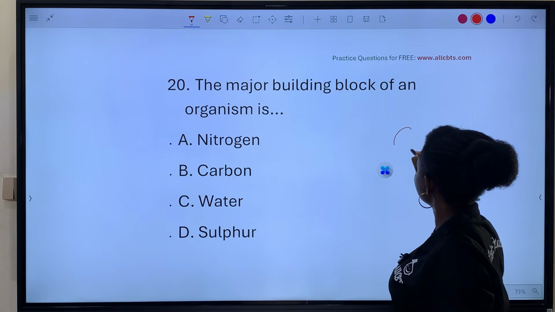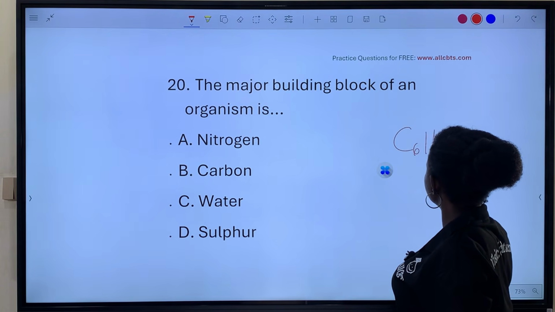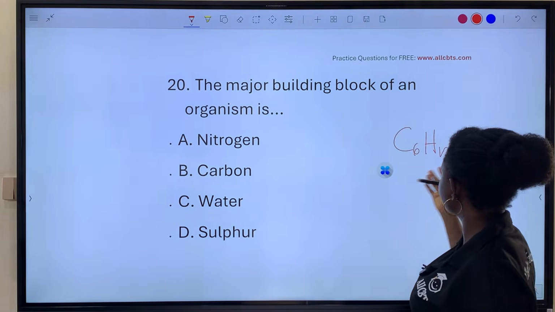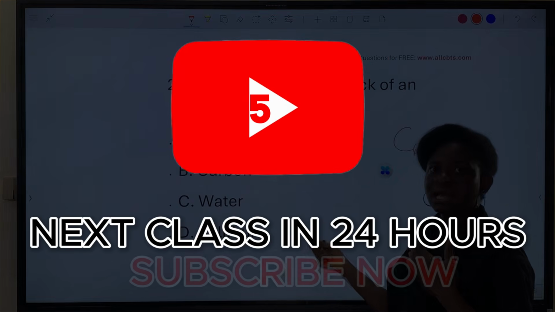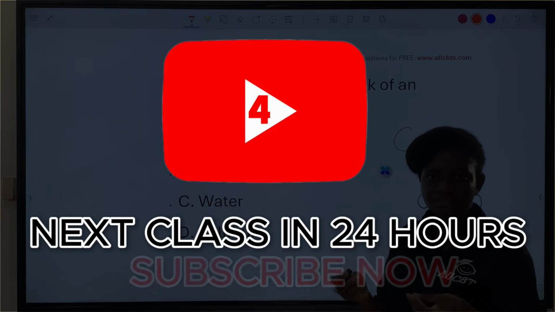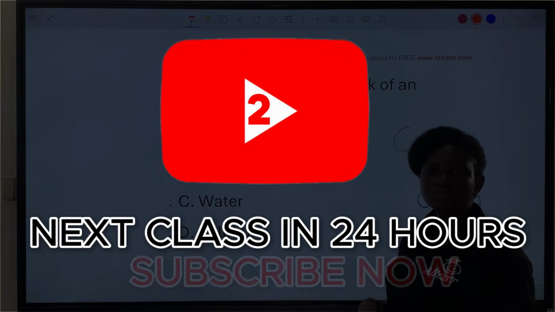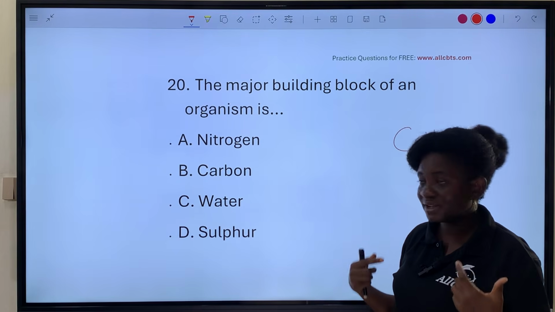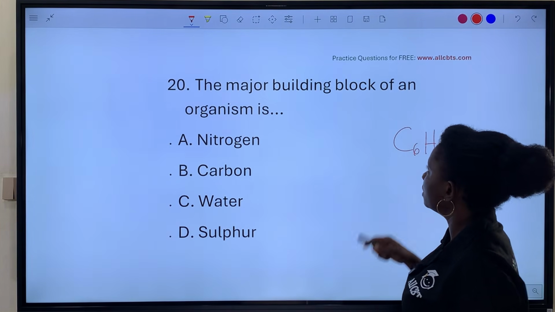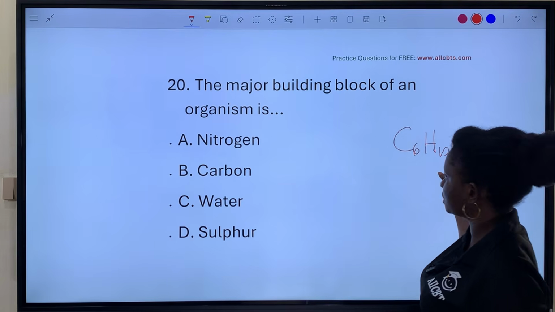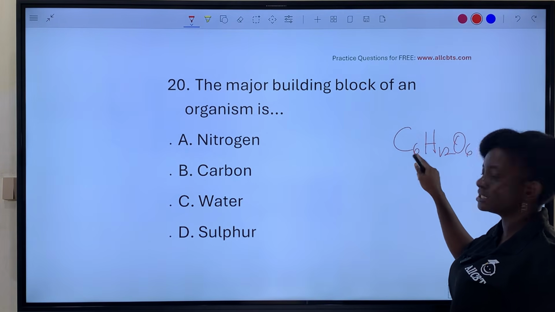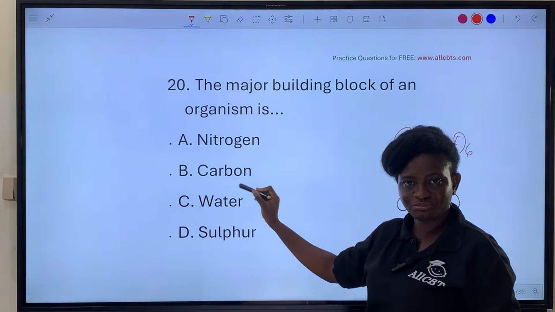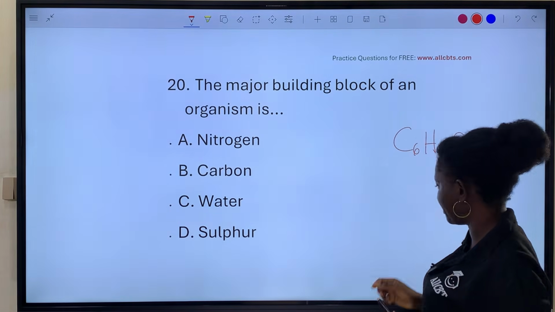If you look at the glucose, C6H12O6, which is the simplest form of a carbohydrate, we know that this glucose is needed for energy, for survival in living organisms. From the composition here, we can see that carbon is needed. So that makes option B, carbon, the correct answer.